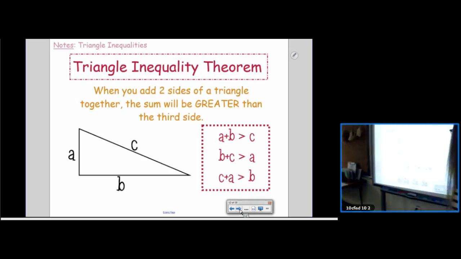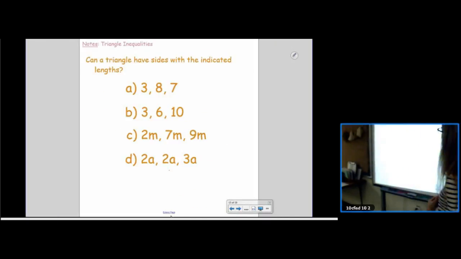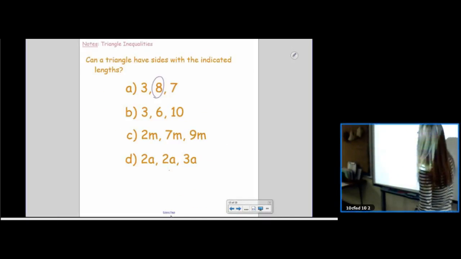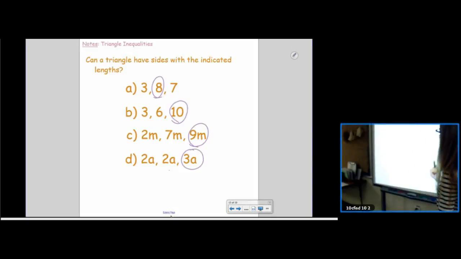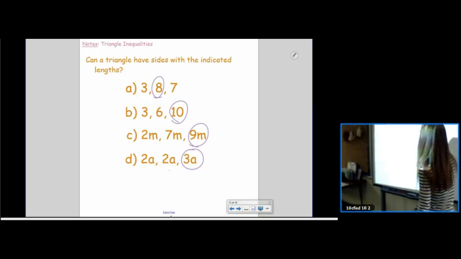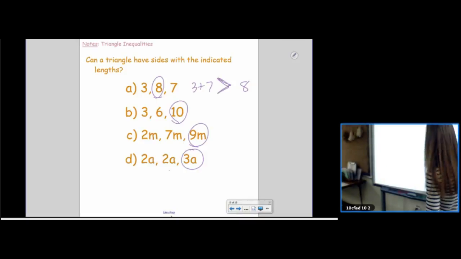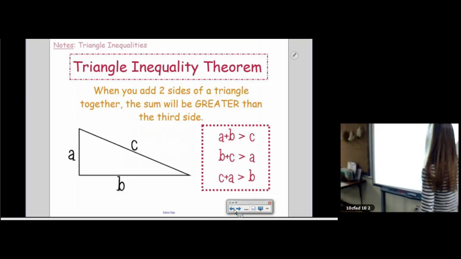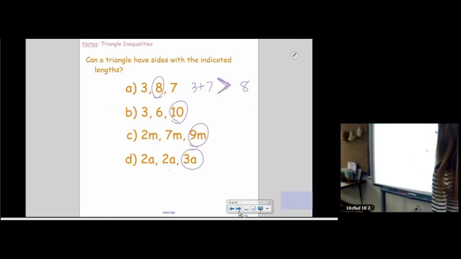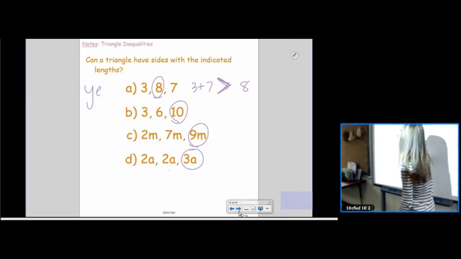Okay, let's just do a couple examples really quickly, and you can start your quiz. Will these side lengths form a triangle? So here's what you do. Circle the biggest one. Okay, you take your two smallest, you add them together, and you decide: is that greater than or less than your third one? If they add up to be greater, keyword greater, then yes, you have a triangle.